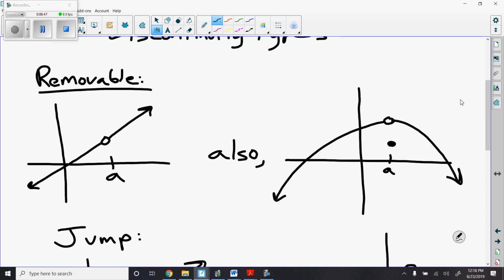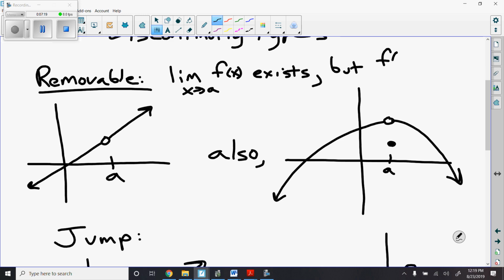So in a removable discontinuity, the limit as x goes to a of f of x exists. It's going to pass step 1 in our continuity at a point because the limit exists. And it's either going to fail step 2 or step 3. The graph on the left fails step 2. The limit exists, but f of a is undefined, like in the left graph, or f of a is defined, but does not equal the limit.